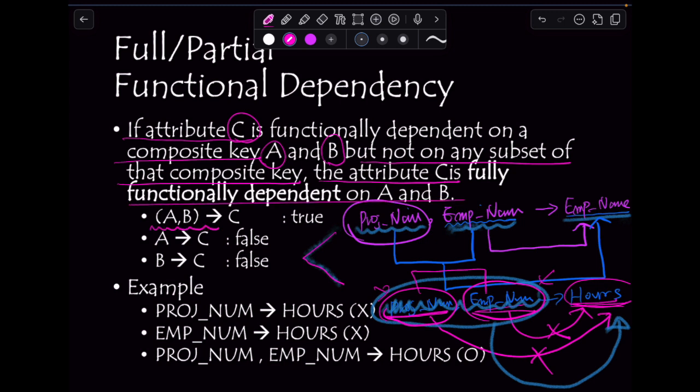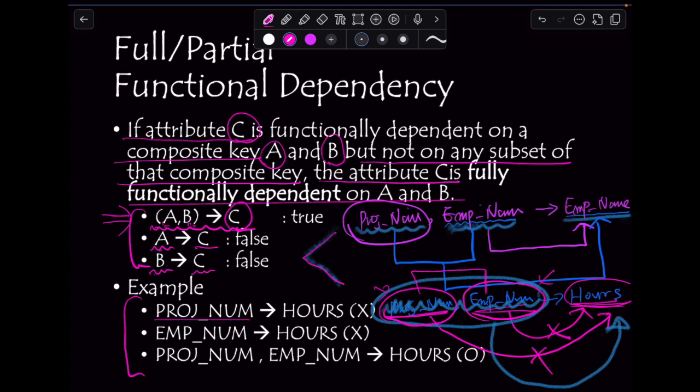So here, as a notation, A means project number, B means employee number. When we have both, we can determine C. But when we just look at A, we cannot determine C. When we look at just B, we cannot determine C. Then this kind of dependency is called what? Full functional dependency.